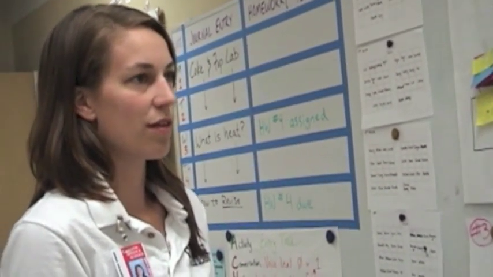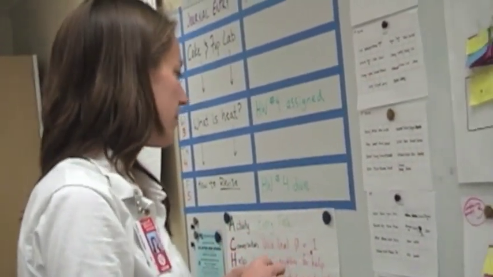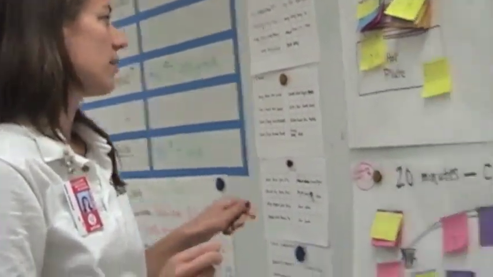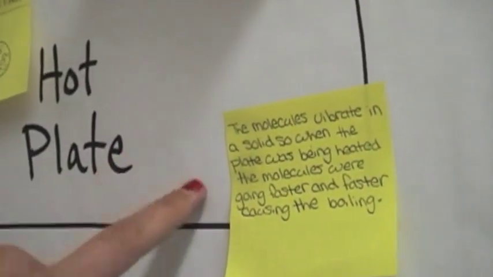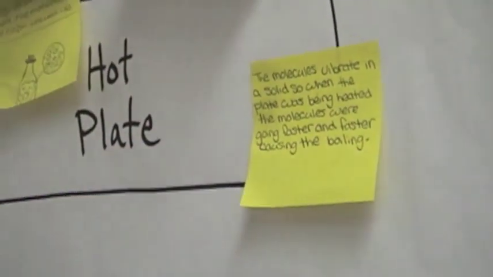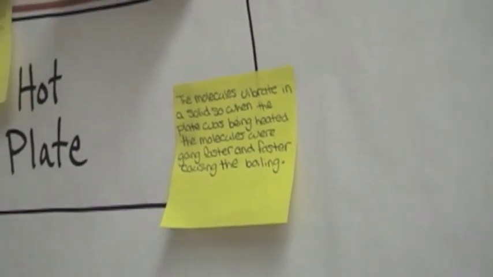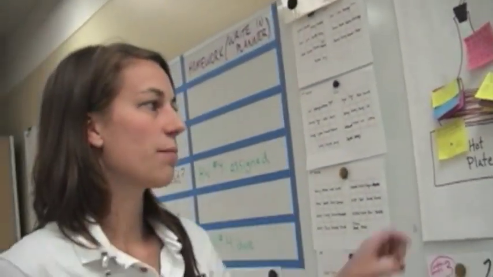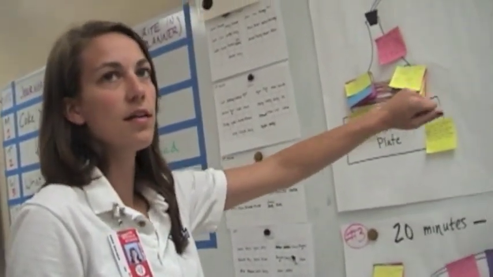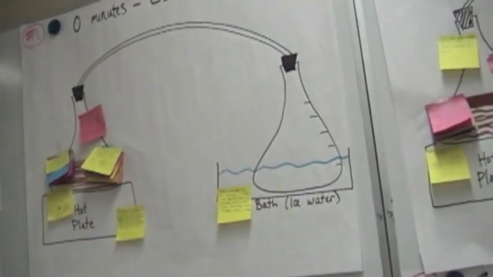So that's why today we're starting with, if you look at any of these post-its, the word heat or hot shows up on a lot of them. But check this out. The molecules vibrate in a solid, so when the plate was being heated, the molecules were going faster and faster, causing the boiling. That should actually be down here. But so this one they placed on the hot plate, which I thought was interesting, and I'm not sure if that was on purpose or not, because I challenged a couple classes to pick parts that weren't covered by post-its to try to explain, and the hot plate and this empty flask, until it had something in it, were parts that were very much unexplained.